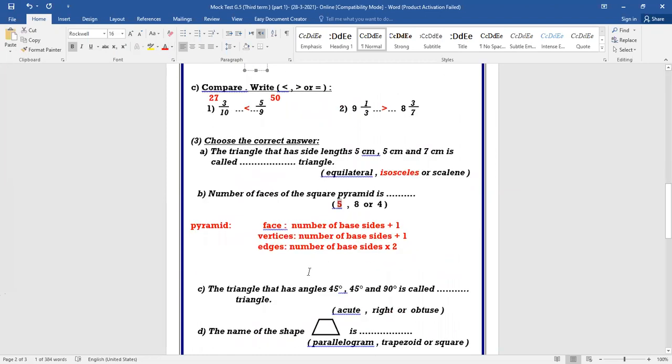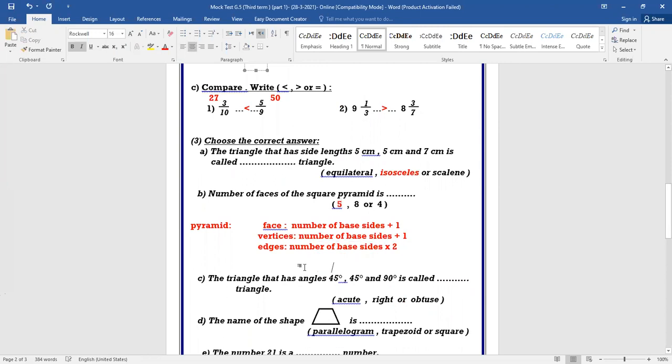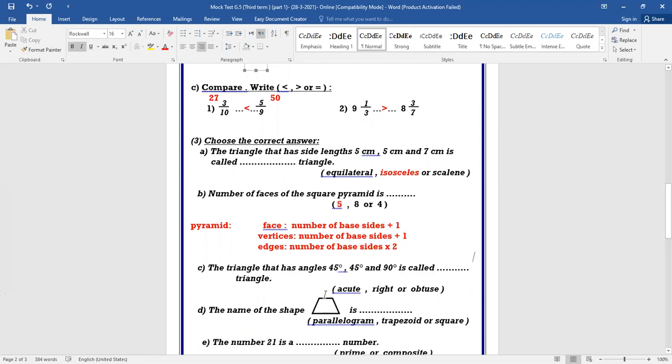A triangle that has angle measures 45 degrees, 45 degrees, and 90 degrees. Acute, right or obtuse triangle? Right. We have one right angle here. It will be right. If we have one right angle, it will be a right triangle. If we have one obtuse angle, it will be an obtuse triangle. If all its angles are acute, there is no right or obtuse, it will be an acute triangle.